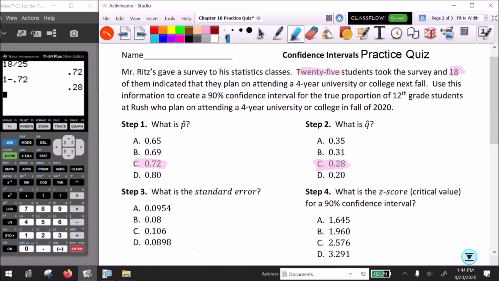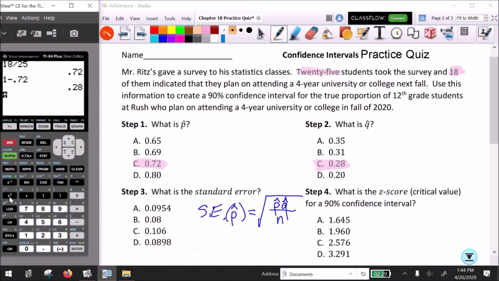Alright, what is the standard error? So the formula for the standard error of a sample proportion is equal to this. Standard error of p-hat is equal to the square root of p-hat times q-hat divided by n. So we're going to do the square root of 0.72 multiplied by 0.28 divided by 25.